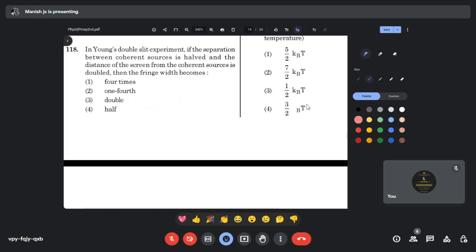So for that, we will have to know the relation for fringe width. Any idea? Fringe width formula? If you can remember, you can tell me. Last class also we have learnt about that. No idea, sir. Okay. So fringe width has got a relationship.